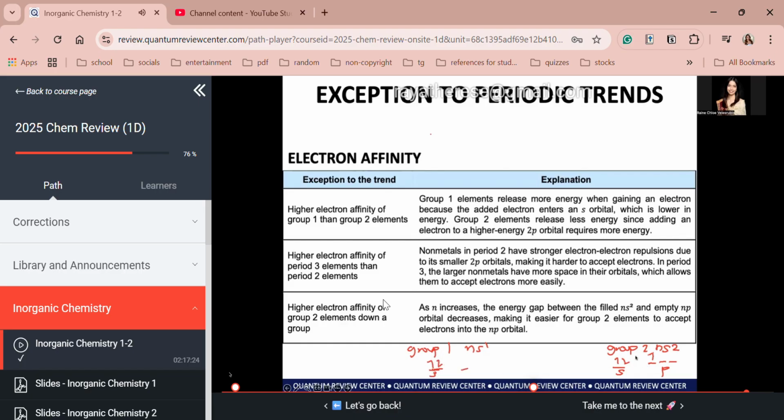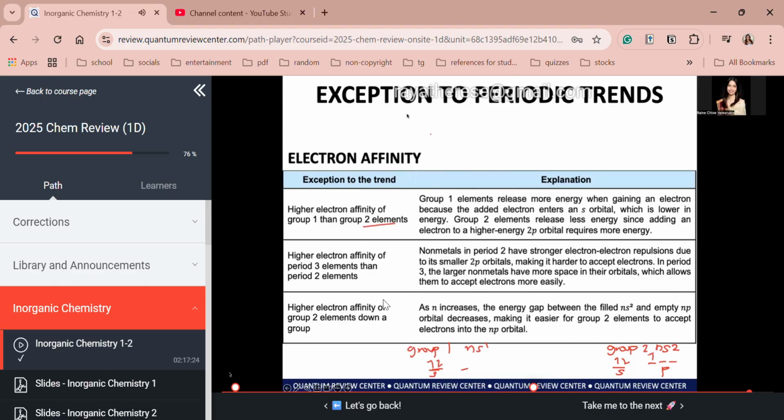Okay? Whereas, for the group 1 and group 2 elements, the group 2 elements will release less energy when you add an electron. Why? Because guys, pag gumawa ka ng panibagong orbital gaya ng p, which is higher in energy, para mag-add ka lang ng electron, that requires energy. Again, making a new orbital requires energy. That's why less energy is being released. Kaya, greater ang electron affinity ng group 1 elements than group 2 elements.